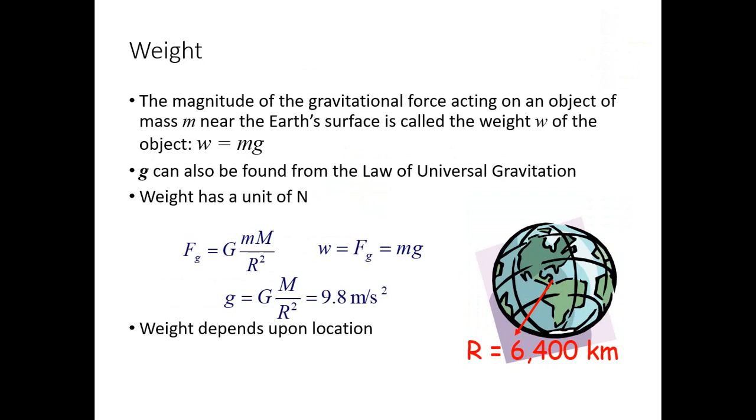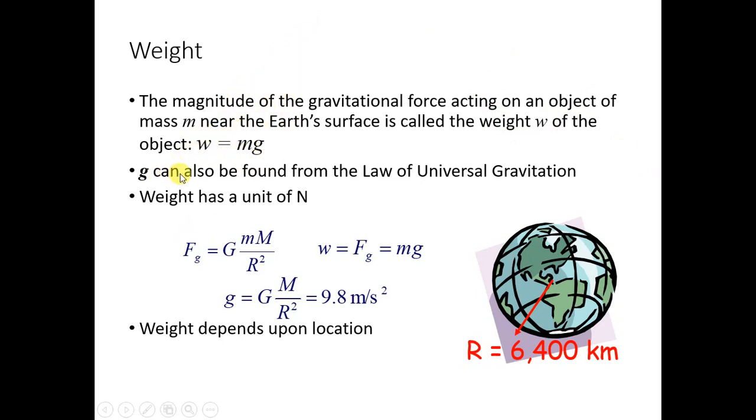Okay, we are talking about the weight. What is the weight? The magnitude of the gravitational force acting on an object of mass near the Earth's surface is called the weight. So the weight of the object, W, is equal to m into g. Okay, weight is equal to m into g.